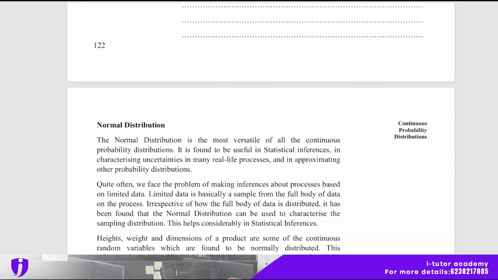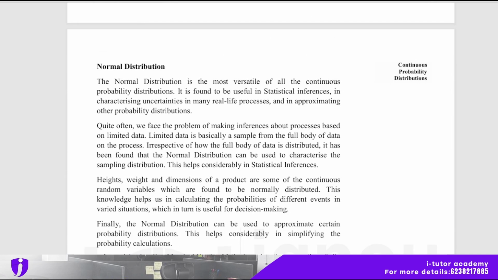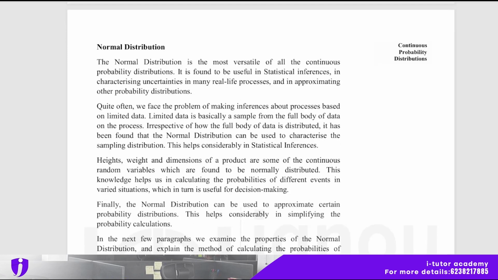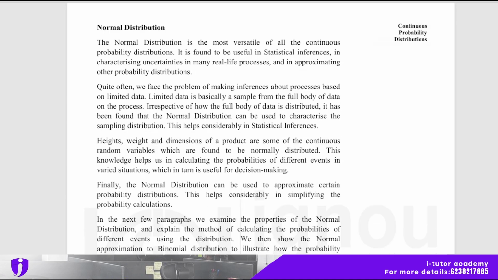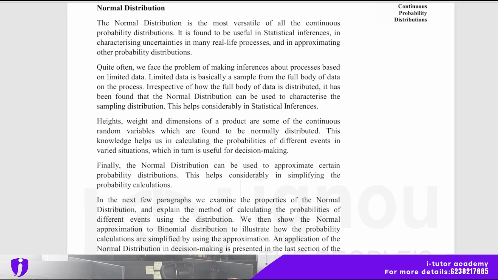And the normal distribution is the most versatile of all the continuous probability distributions. It is found to be useful in statistical inference, in characterizing uncertainties in many real life processes, and in approximating other probability distributions. Quite often, we face the problem of making inferences about processes based on limited data. The limited data is basically a sample from the full body of data on the process. Irrespective of how the full body of data is distributed, it has been found that the normal distribution can be used to characterize the sampling distribution. This helps considerably in statistical inferences.